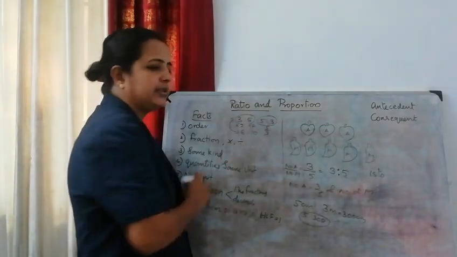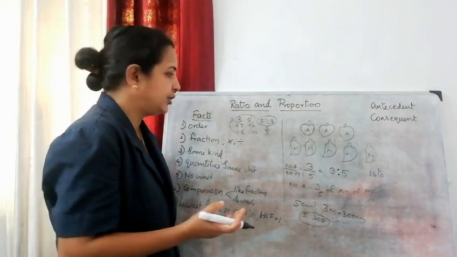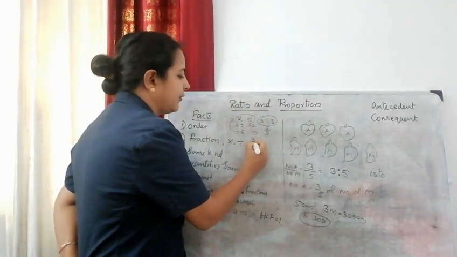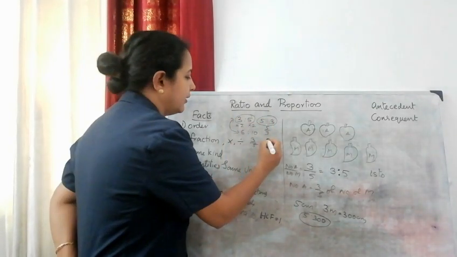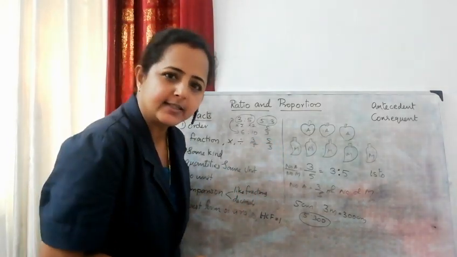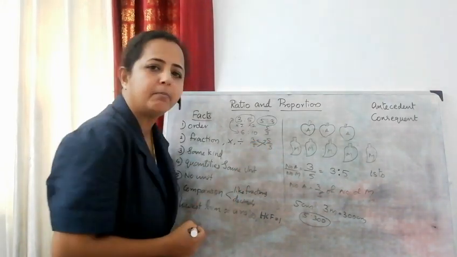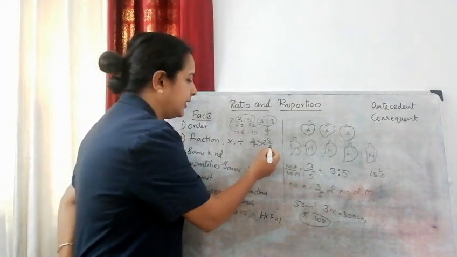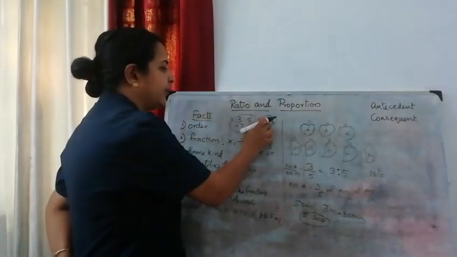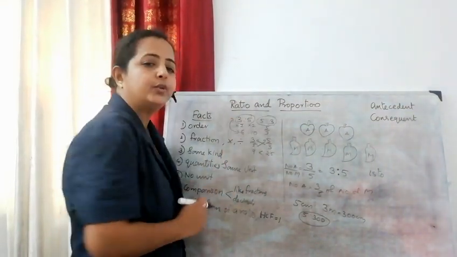Take 3:5 and 5:3. How to compare these two ratios? For comparing two ratios, we have to write them in fraction form. 3:5 is 3 by 5, and 5:3 is 5 by 3. How to compare these two fractions? We studied fraction comparison already. That is cross multiplication: the denominator goes crosswise to the numerator. 3 into 3 is 9 here, and 5 into 5 is 25. So 9 is less than 25. That means 5:3 is the bigger ratio. This way you can compare two ratios.